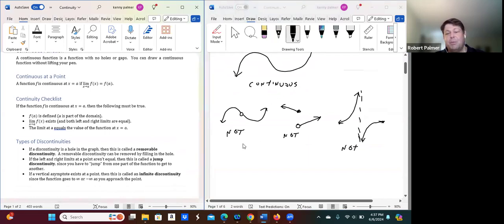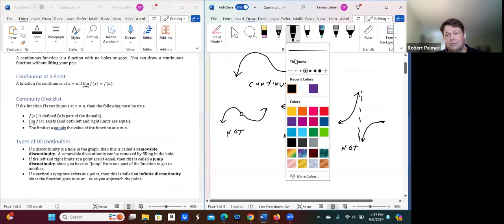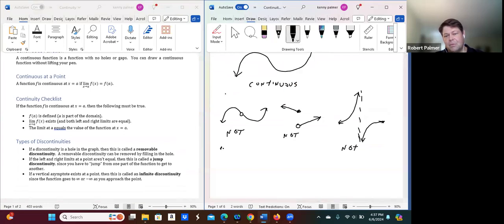The first one is something called a removable discontinuity. It's called that because when you have a hole in the graph, you can essentially define the function there. If the function is defined somewhere else, like there's a dot up here, maybe you could simply define the function to exist right here, and then it would be continuous. That's what makes it removable. So if I replace that hole with a dot there, it makes the function continuous. If I can do that by just replacing one point, then it means it's a removable discontinuity.